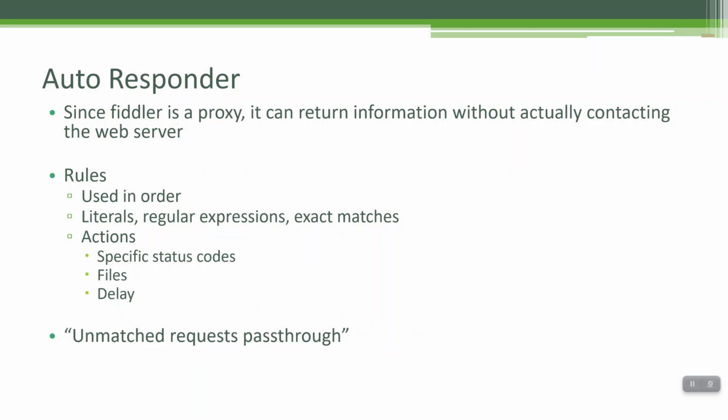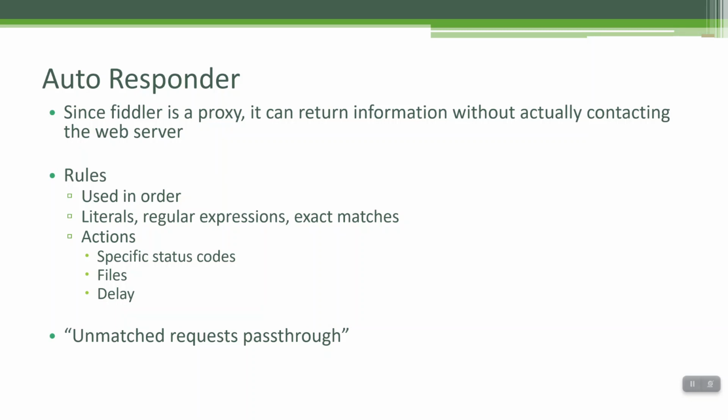Next one is autoresponder. Because Fiddler is a proxy, it technically can return information to the client without actually talking to the web server. So why would people do this? I've heard of people using Fiddler when they have a really important demo for the VP of whatever, and they're afraid that it's not going to work. You can actually record yourself testing it while it works on your machine.